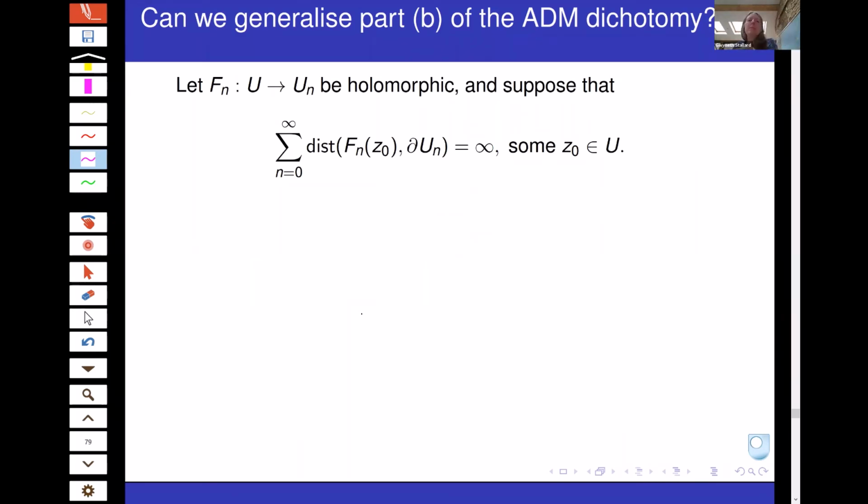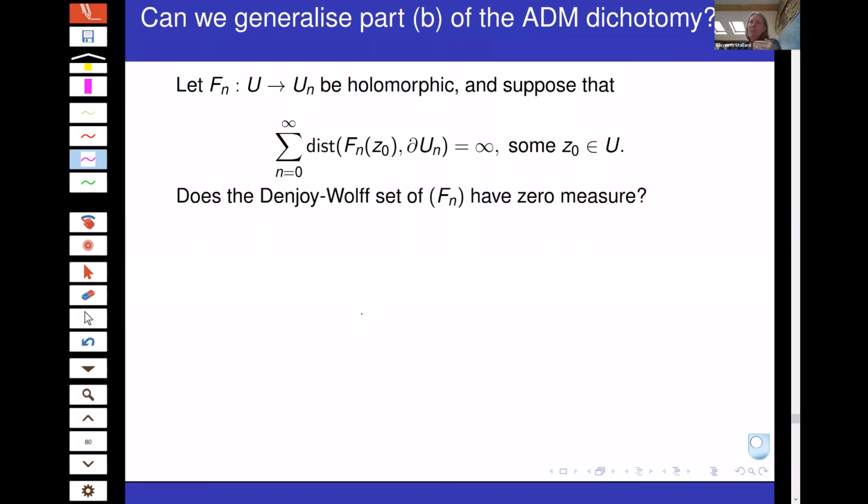We've got a simply connected domain mapping to U N. Suppose that the sum of these distances of the interior points to the boundary is divergent. Then if we had an analogue of the ADM dichotomy, that would say that the Denjoy-Wolff set had 0 measure, so that almost no points on the boundary had the same limiting behaviour.